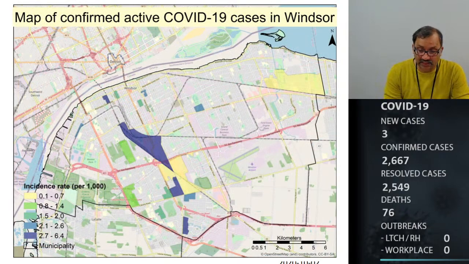Looking further, zooming in on the city of Windsor, it's a similar picture. The scale is the same, 0.1 case per 1,000 all the way up to 6.4 cases per 1,000, and please note that these cases may have been acquired outside of the area where these individuals are living.